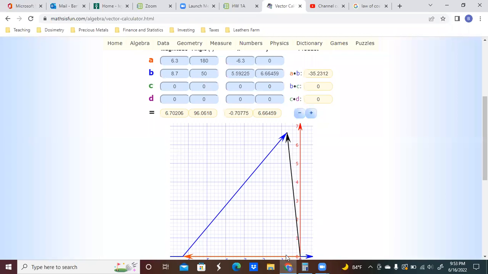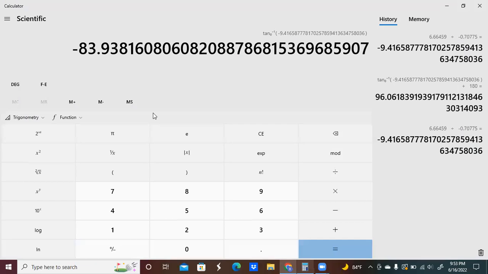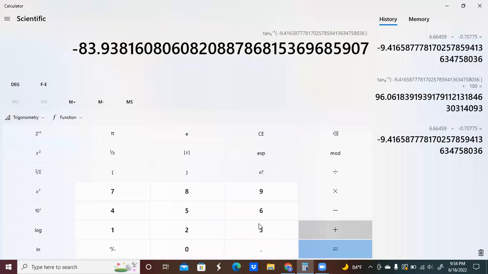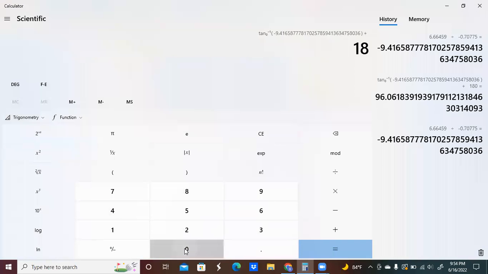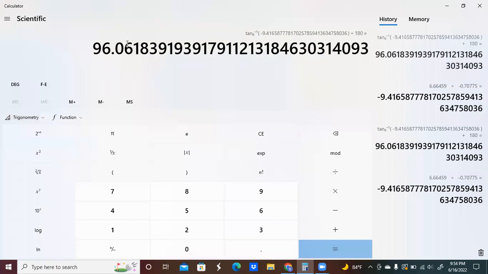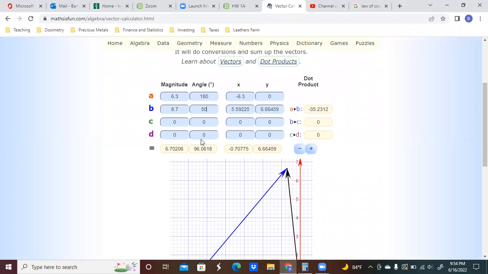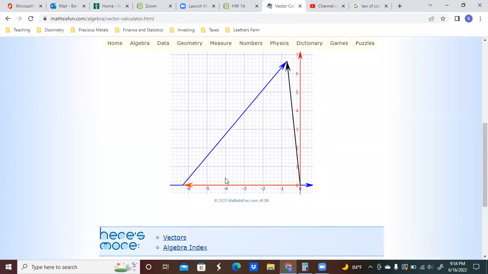What that's referring to is the angle here that's inside the triangle. Now, if I want to know the angle it makes with the positive x-axis, not this axis, but this over here, I have to add 180 degrees to that. When I do that, I come up with 96.06. Now, as it turns out, that's exactly what it's telling us here. It's 96.06.